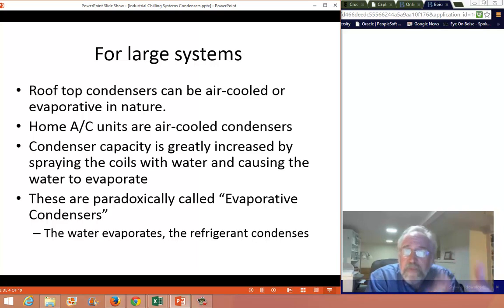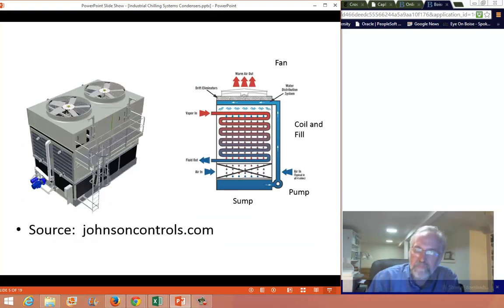The capacity, the ability to dissipate heat, can be greatly enhanced if you spray water in the vicinity and let it evaporate. As that water evaporates, it takes heat away. It absorbs the latent heat, the heat of vaporization of water. So there are devices that bring those two together, and they are called, oddly enough, evaporative condensers. It sounds like an inherent paradox, but the idea is the water on the outside evaporates to help carry the heat away. The refrigerant inside the pipes condenses.